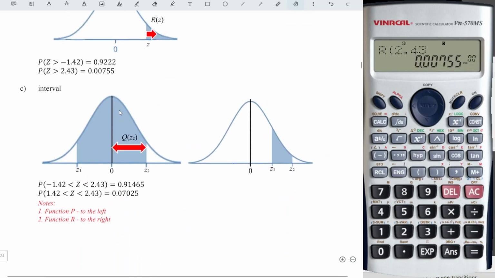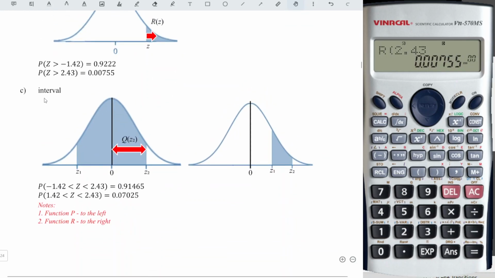However, let's say the question asks for an interval. Of course, we can use the function Q. We have to be careful because for Q, sometimes we have to use plus, sometimes minus, because Q must involve the line 0, either 0 to a positive value or 0 to a negative value. So if we are given this region, negative to positive, then we have to take region A plus region B.